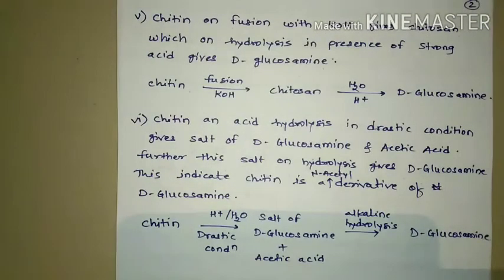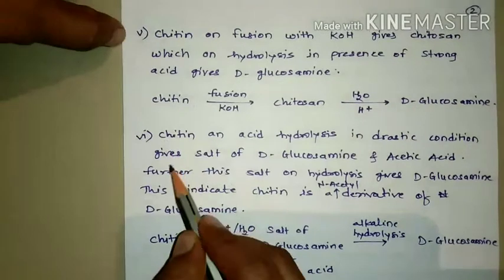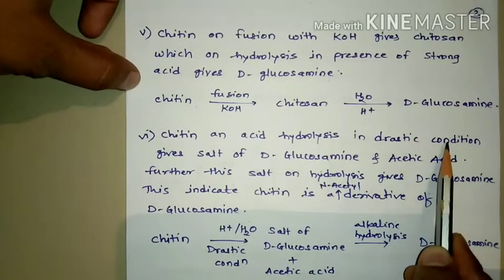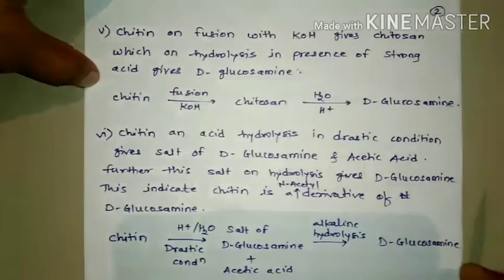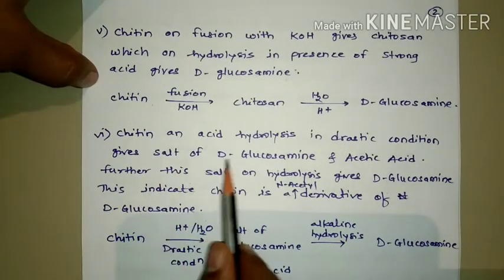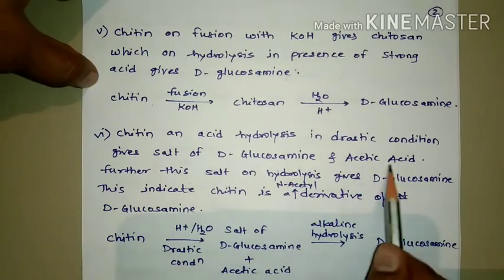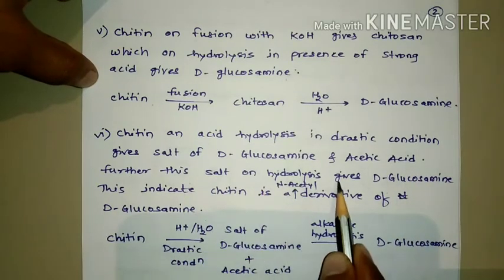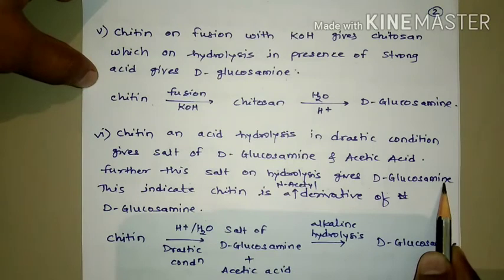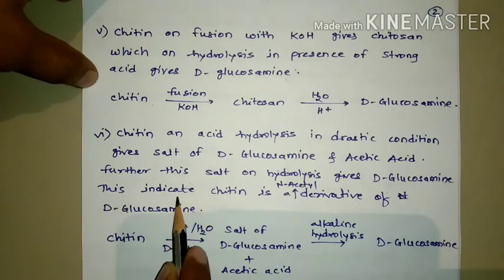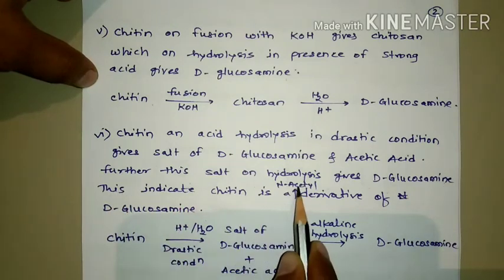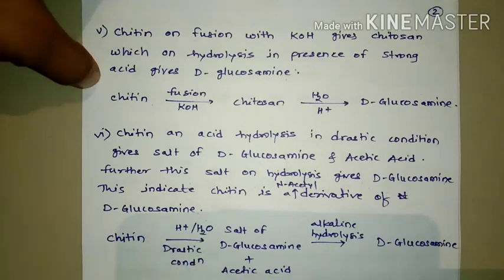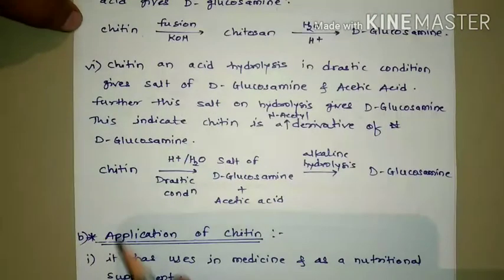Then the next point is chitin. Acid hydrolysis of chitin under drastic conditions gives a salt of D-glucosamine and acetic acid. Further, this salt on hydrolysis gives D-glucosamine. This indicates chitin is an N-acetyl derivative of D-glucosamine. Let us see it in the reaction form.